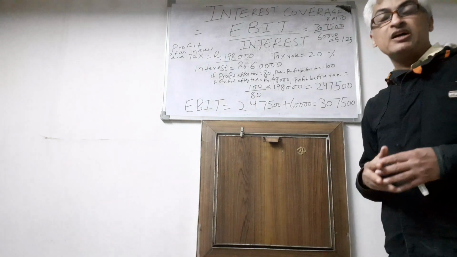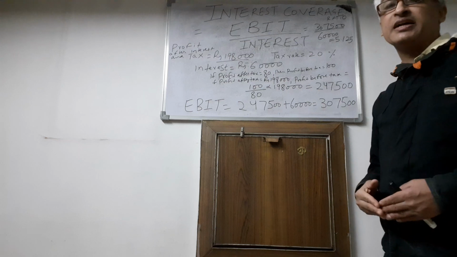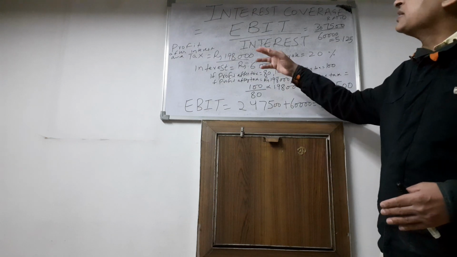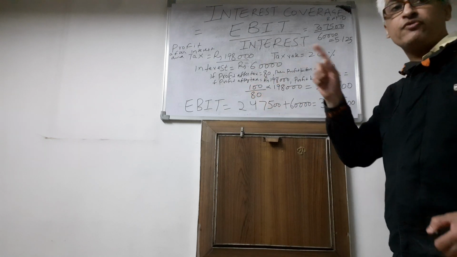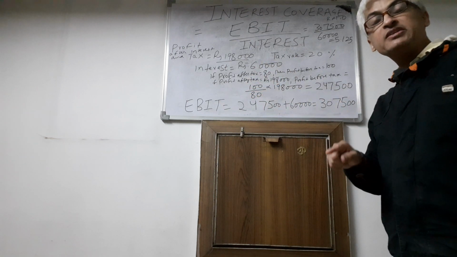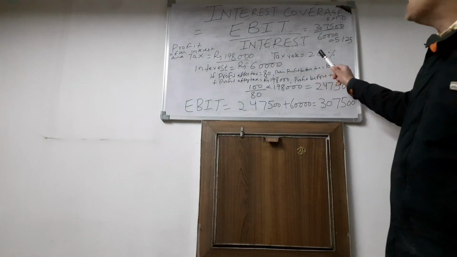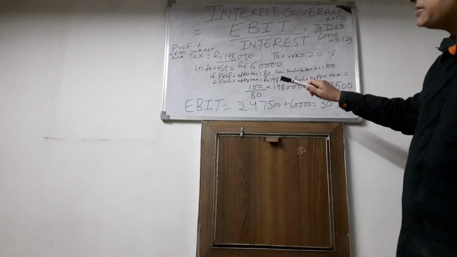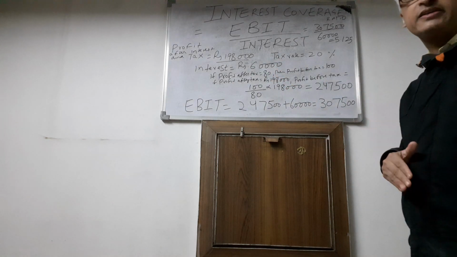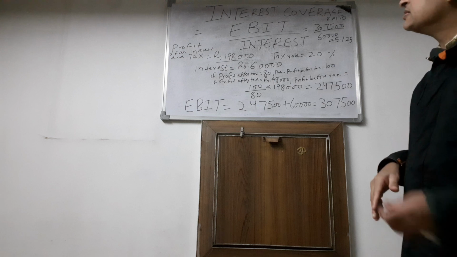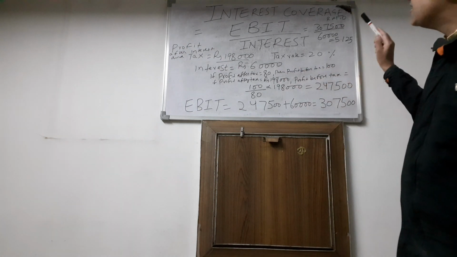So friends, first we will calculate the earnings before interest and tax. Since in this question profit after interest and tax is given, first we will calculate earnings before interest and tax. Since the tax rate is 20%, first we will calculate profit before tax. So if profit after tax is 80, then profit before tax is 100.